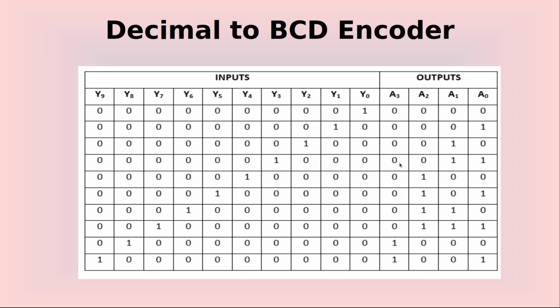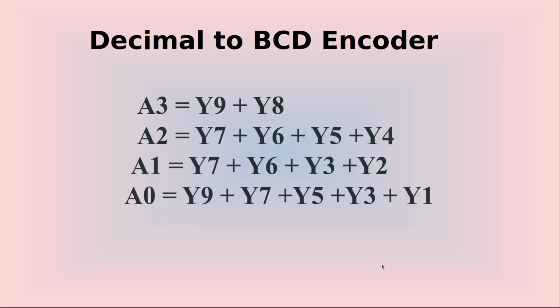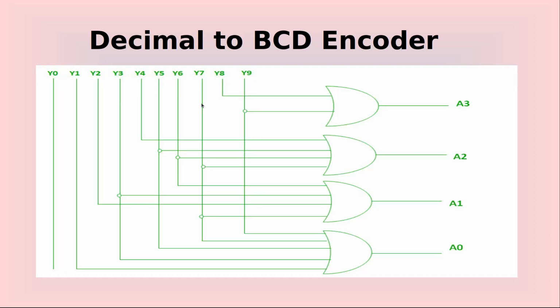Now we take the a3. What is the a3 value? It consists of y8 and y9. So a3 is y8 plus y9. Likewise we calculate a0, a1 and a2. Okay, this is the circuit for the decimal to BCD encoder.